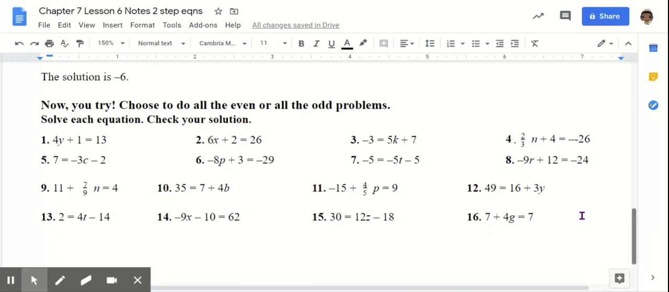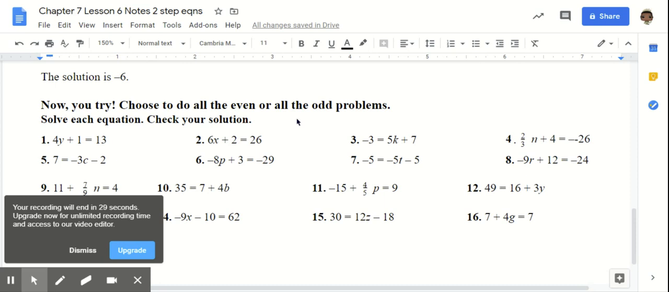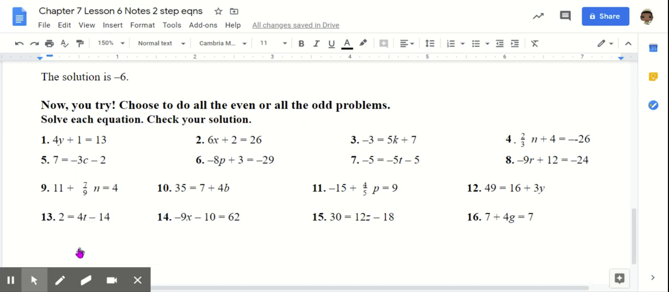So for today, when you look at the problem, there's 16 problems down here. You do not have to do all 16. So it says, now you try. Choose to do either all the even problems or all the odd problems. So you can choose which you would rather do, the even or the odd. Once you figure out which ones you want to do, write them on paper, or you can even solve them right here in the document.